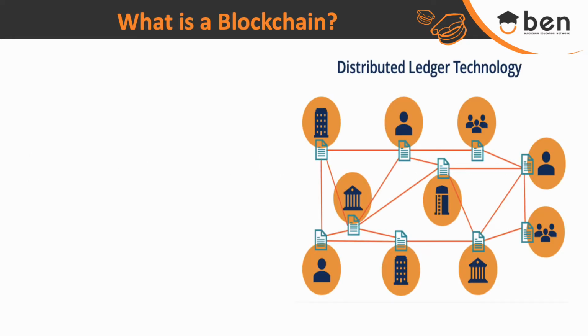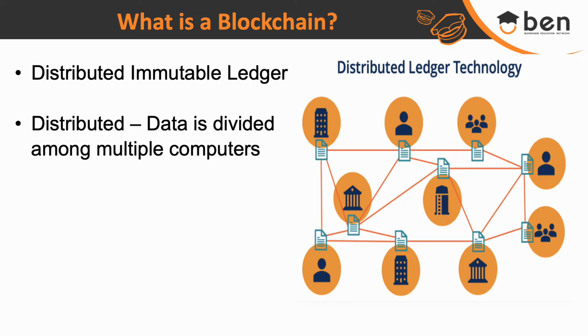What is a blockchain? Blockchain is a distributed immutable ledger. Let us have a look at each of these terms individually to understand the underlying technology behind blockchain. First, we have distributed. Distributed means the data is divided amongst multiple computers, or nodes in the case of blockchain.